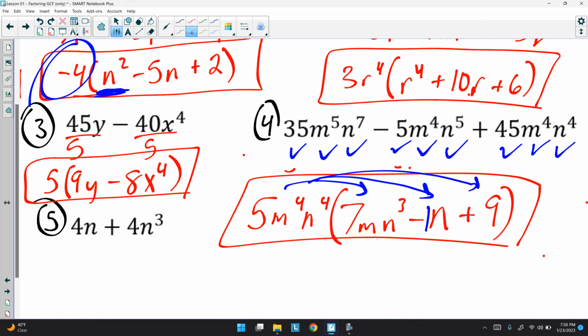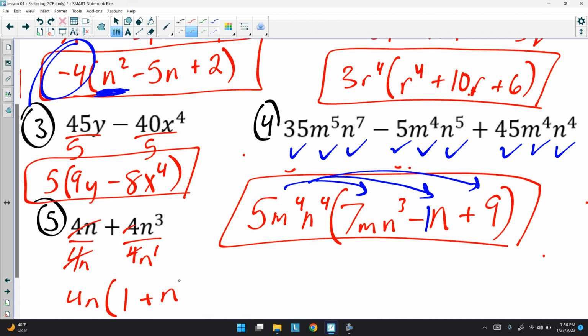So, number 5, don't be fooled, but 4n can be pulled out of both terms. But remember, 4n divided by 4n is 1. The 4's cancel, so it'd be like 3 minus 1, so n squared.